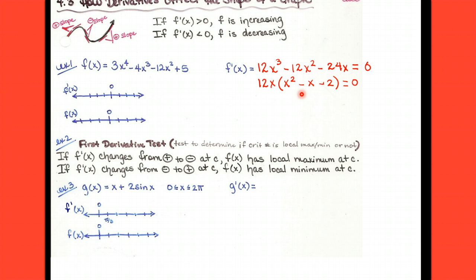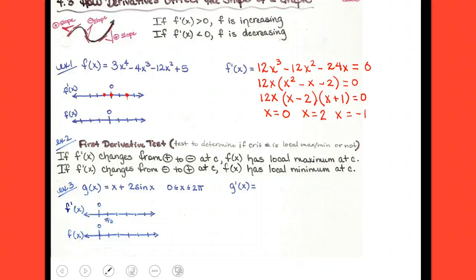In this case, it'll factor, but if it wouldn't factor, I could do the quadratic formula. So what does this factor to be? So I'm going to get x equals 0, x equals 2, and x equals -1 for my solutions. So I'm going to come over and I'm going to start a sign graph with those critical numbers at -1, 0, and +2.